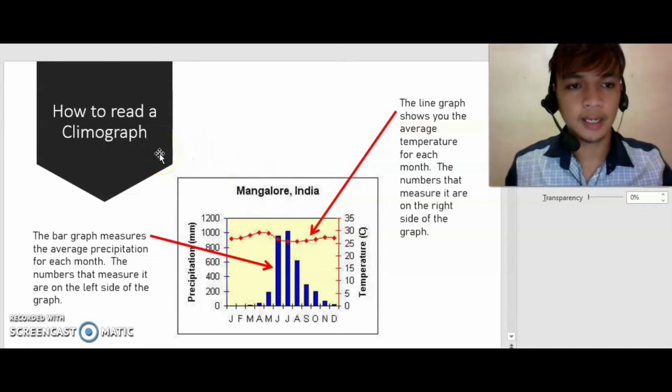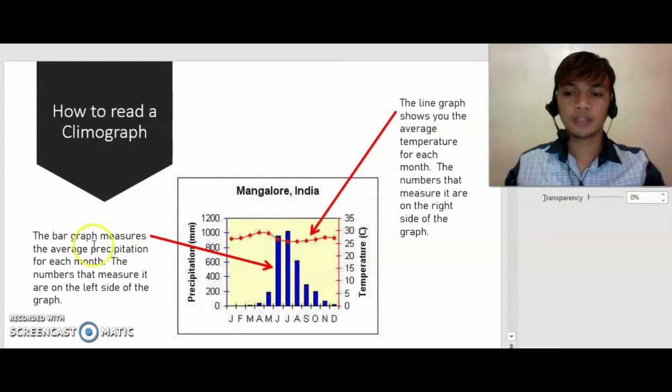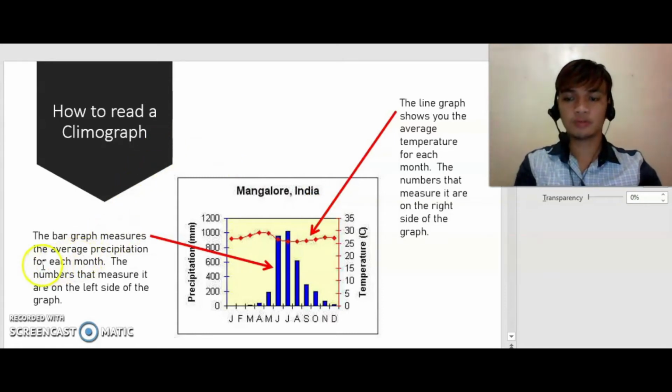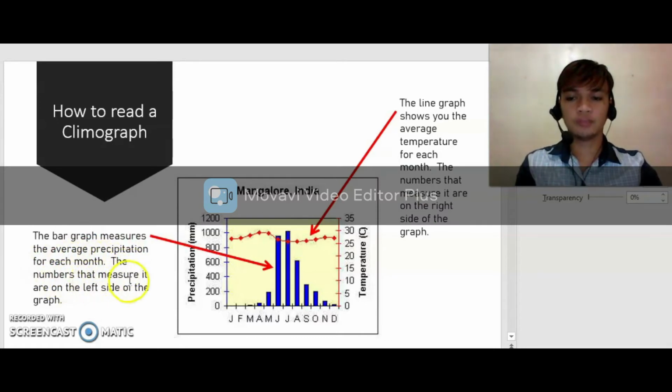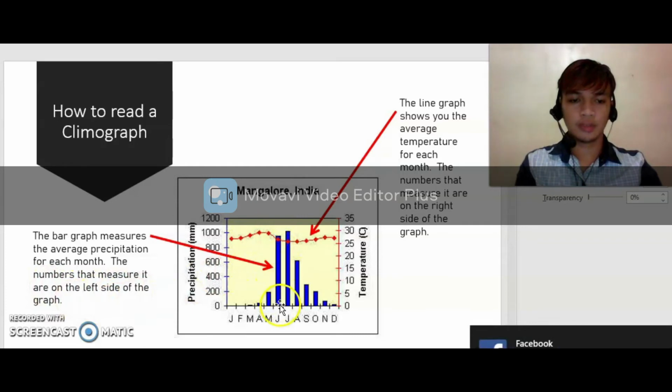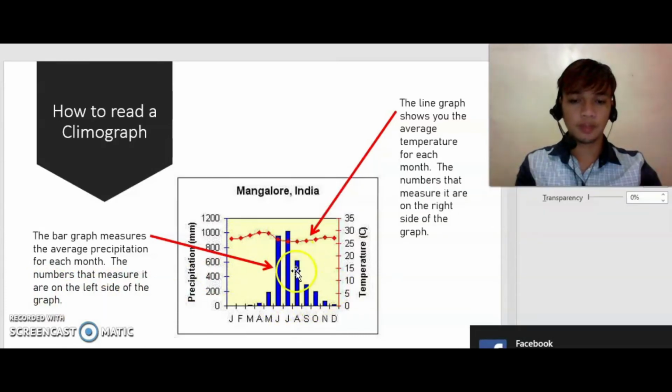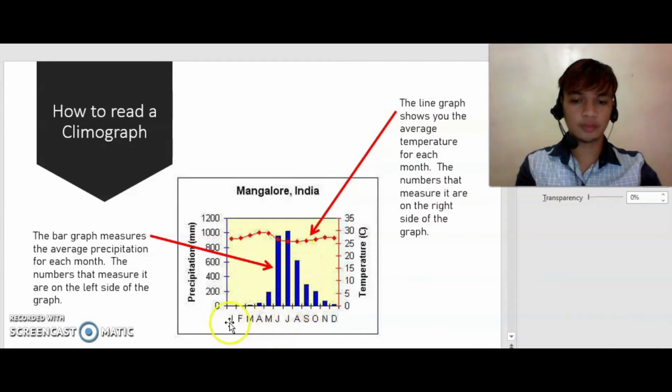Alright, how to read a climograph. The bar graph measures the average precipitation for each month. So the numbers that measure it are on the left side of the graph. So this tells us what is the average precipitation in each month. So this is the average from January to December.